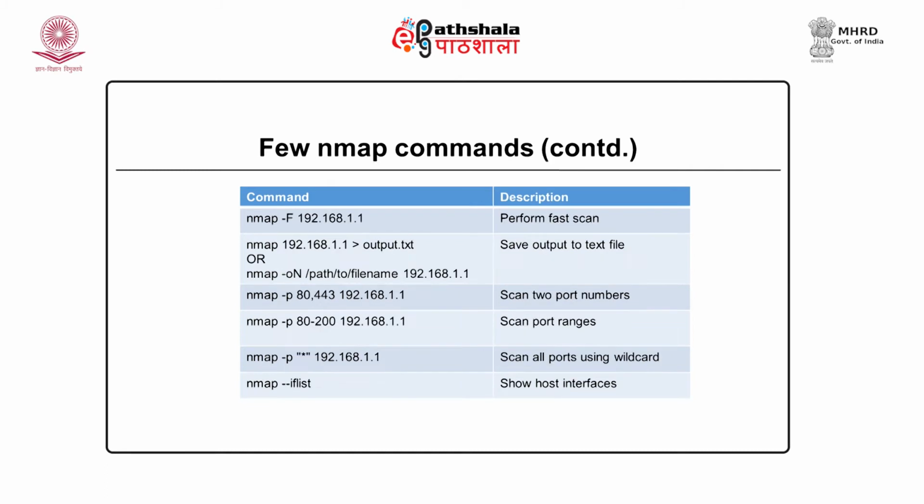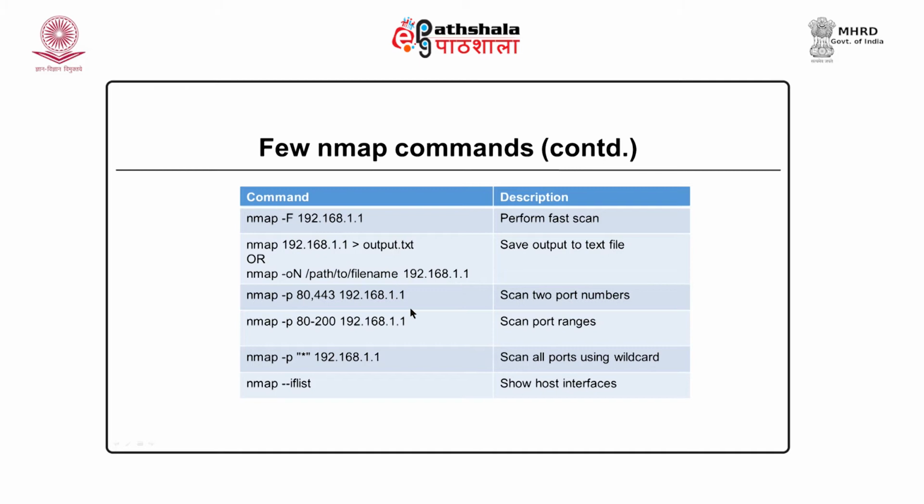Few other options are, there is an option -F, this is for fast scan. If we have a large network, Nmap may take a lot of time. So, -F will give a fast scanning and it will give the different port numbers that are open for this system. Now, if I want to redirect the output of Nmap to some file, we can use the redirection operator as shown in the screen, or we can also specify the path name. Here -oN will indicate the output. So, the output file will be this, and the IP address for which we are scanning will be the 192.168.1.1 address.